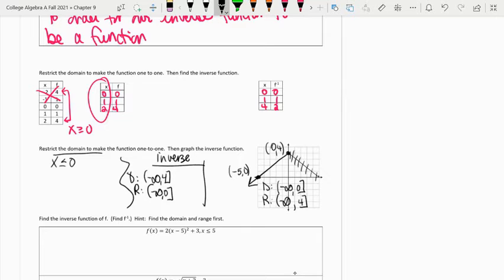So what does that look like? I flip those points around, so my inverse points will be 4, 0. So this is now my inverse, 4, 0, and 0, -5. Now how to draw this thing? Well, my domain goes from -infinity to 4, and my range goes -infinity to 0, so it's everything this way. And that is a function.